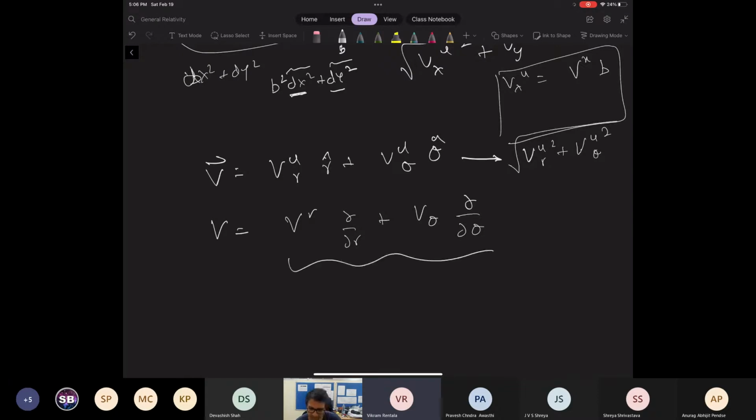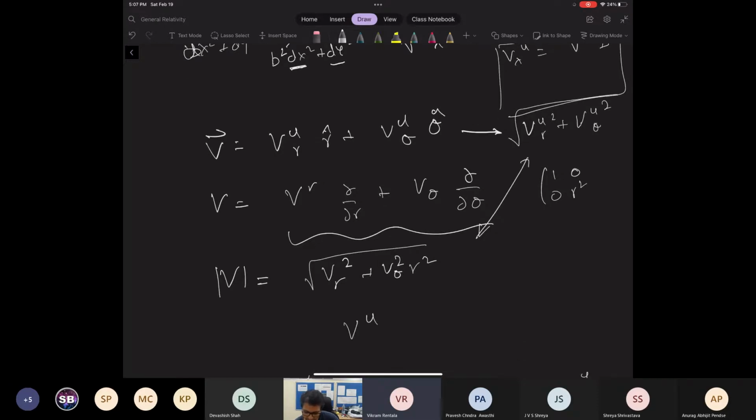The magnitude of this vector, we have to use the metric for, and we would write the magnitude as v^r square plus, not just v^theta square, because the metric in polar coordinates is (1, r square). So we have to put v^theta square r square. This is the magnitude of v. Now if I want to relate these two things, I would identify the usual v_r with v^r, but the usual v_theta is not this v^theta. The usual v_theta is equal to r times this v^theta that we have over here.